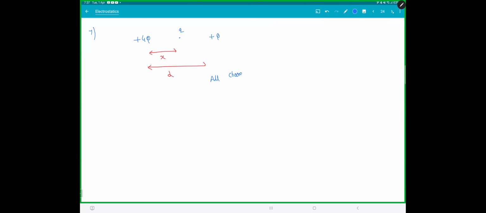So if you leave it like this, the 4Q and capital Q will repel each other and they'll fly off. You don't want that to happen. So the question is, find x and find the value of small q so that the system is in equilibrium. So where should I bring this charge small q and where should I keep it and what should be the value of the charge so that the system remains in equilibrium?